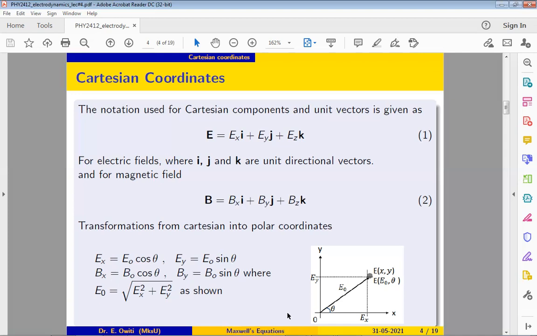The magnitude r, or E naught in this case, is simply obtained using the Pythagoras theorem, which is E naught squared is equal to Ex squared plus Ey squared. So that is the Cartesian coordinate.